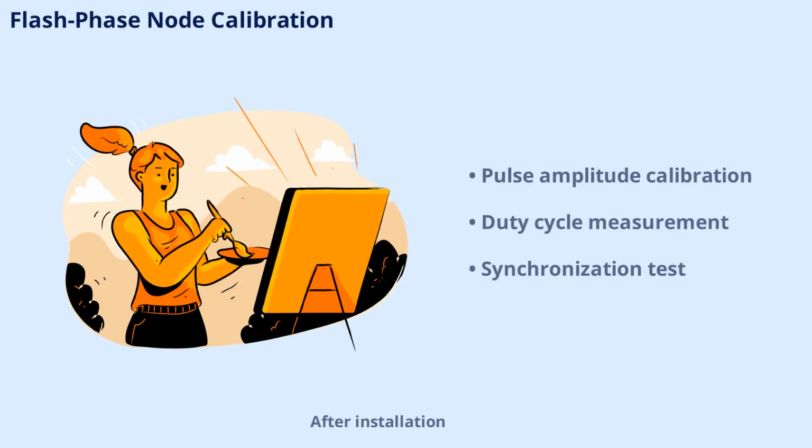After installation, flash phase nodes are calibrated for pulse, amplitude, duration, and synchronization. A 20 Hz flash phase test is conducted with timing, jitter, and duty cycle deviations measured and corrected. This ensures that the flash phase system operates within specified tolerances for optimal thrust generation.